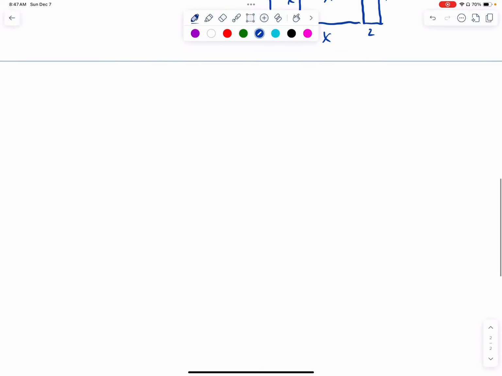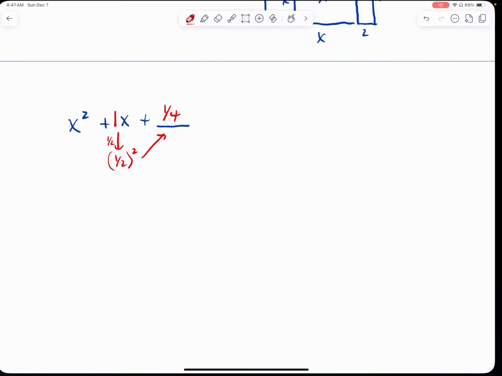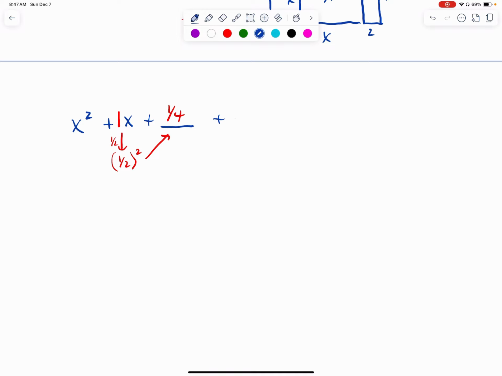Okay, so I'm going to start with this x squared plus x, and then I have to add something to complete the square. Here's the technique. You're going to take the understood 1 that is in front of the middle term x. We're going to take half of that. Half of 1 is 1 half. Then I'll square it. I'll get a fourth, and that is the number that we have to add in order to complete that square. Let me bring the rest of the equation down here. So plus y squared plus y is equal to 199 over 2.